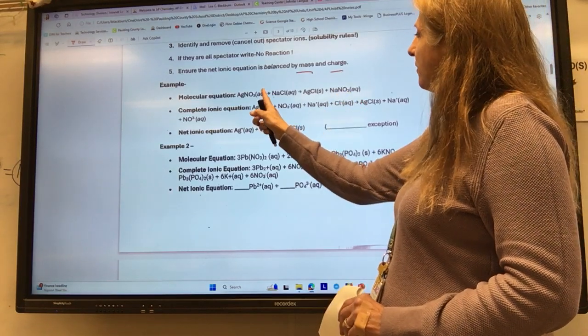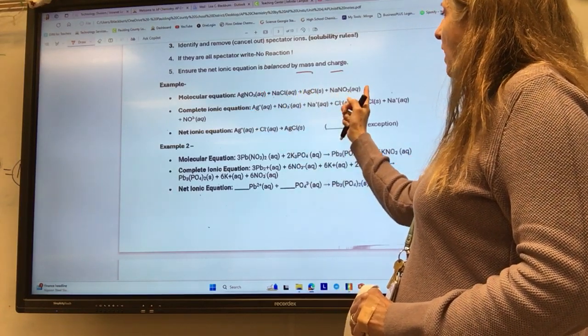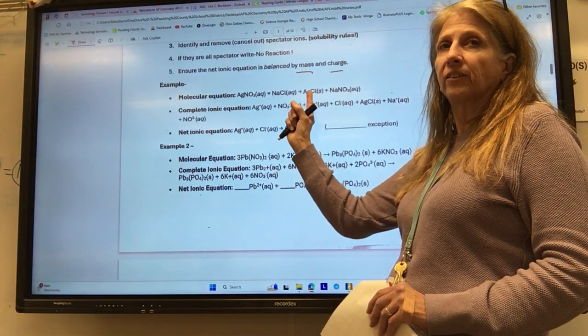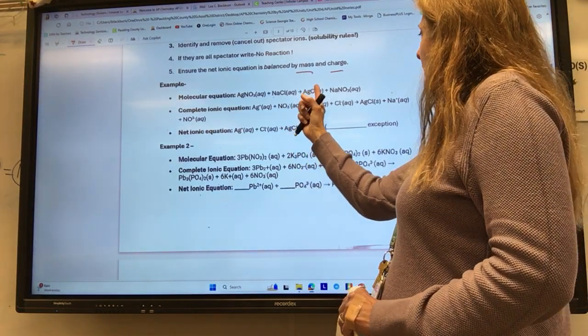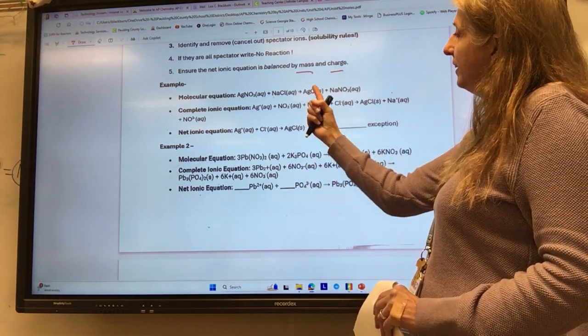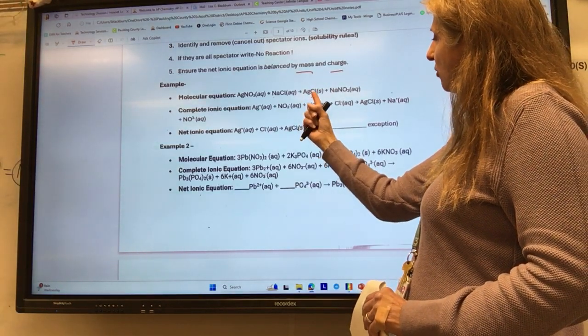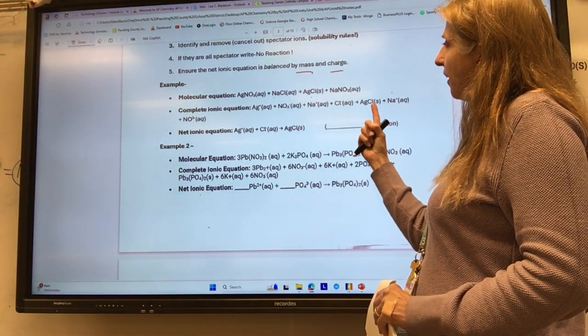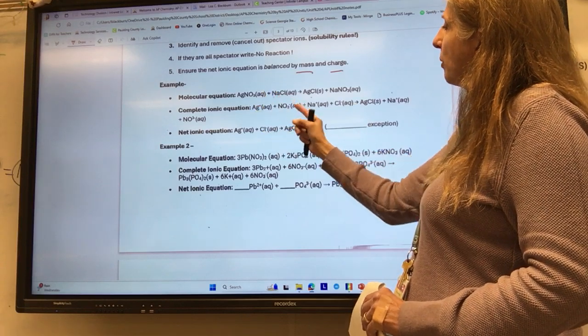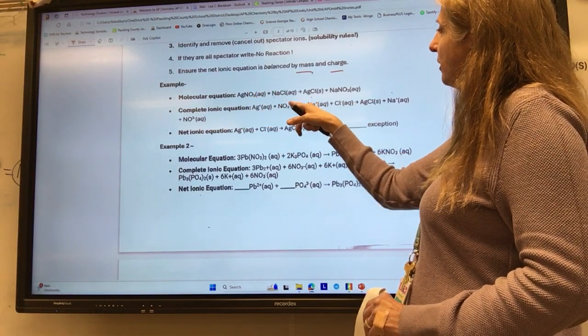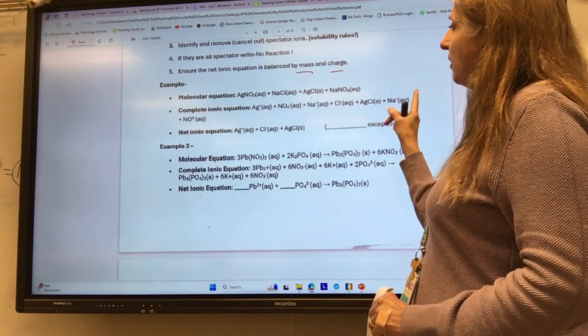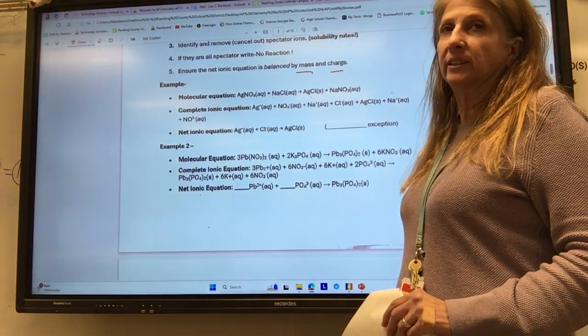But see these that say aqueous? They're ions. See the one that says solid? That one's not. So we write the one that did something. It stayed together as a solid. We write it down as a solid. Everything else we break up into its ions. Silver nitrate, sodium chloride, sodium nitrate.